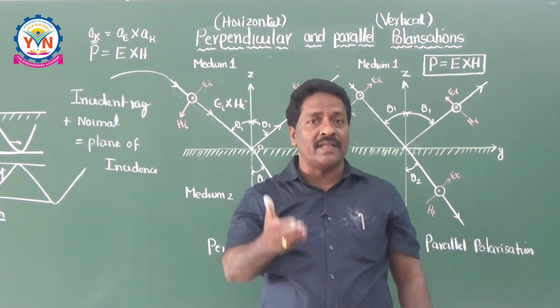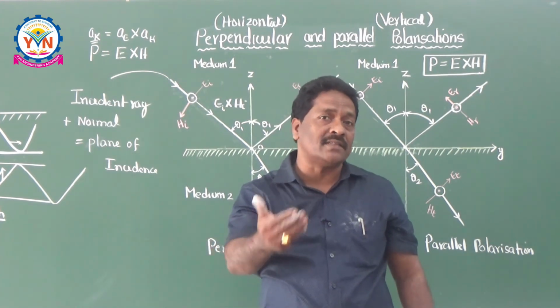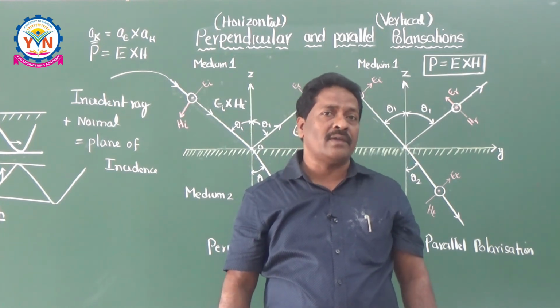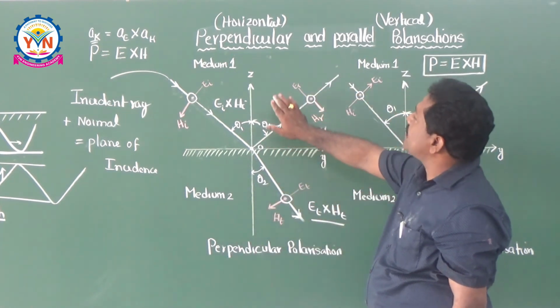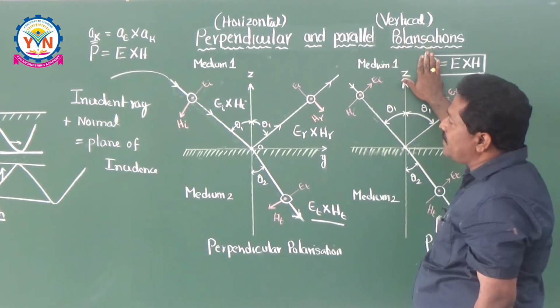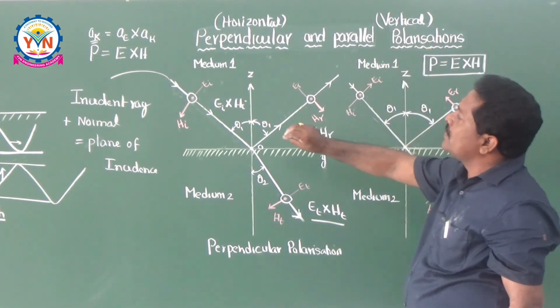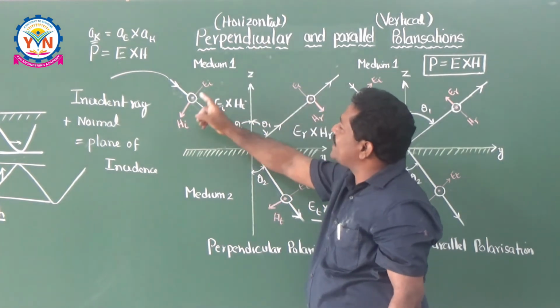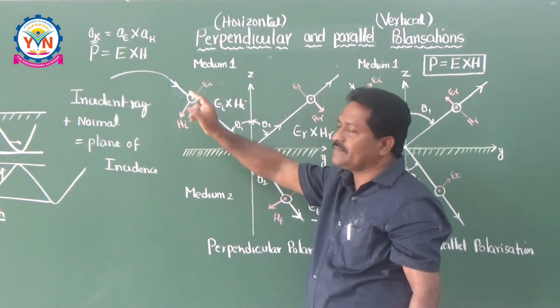That Brewster angle derivation is also there, which will be discussed in the next class. Okay, so this is the way of understanding perpendicular and parallel polarizations. Once again, I will tell you, your definition always depends on the direction of the electric field vector.